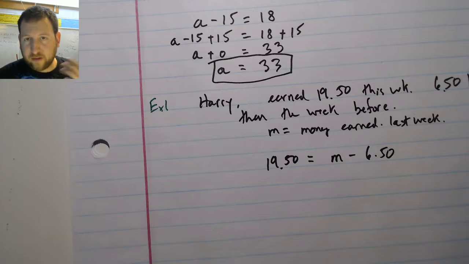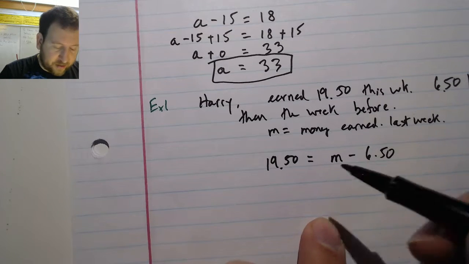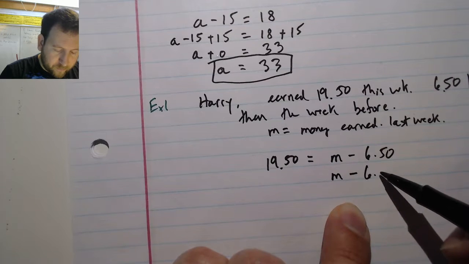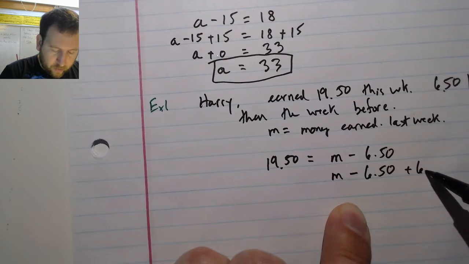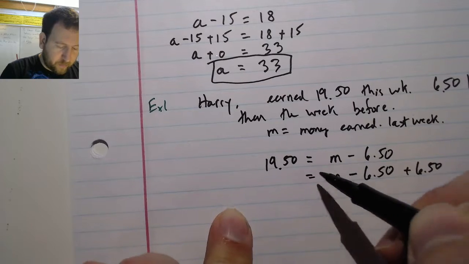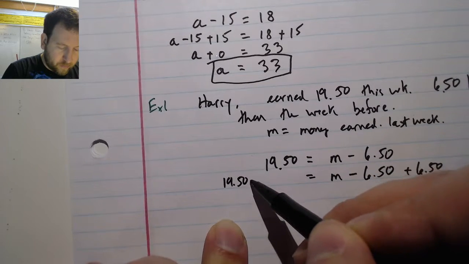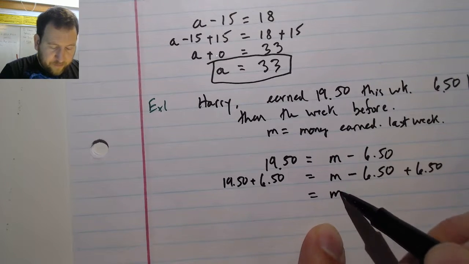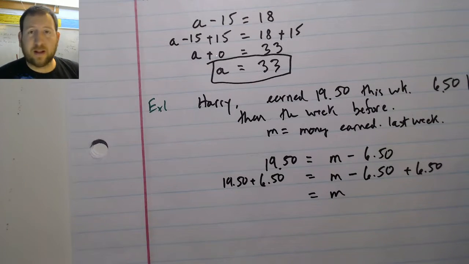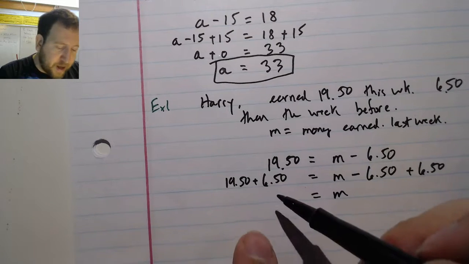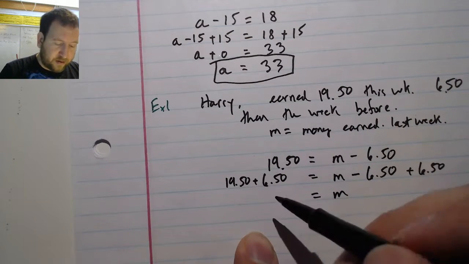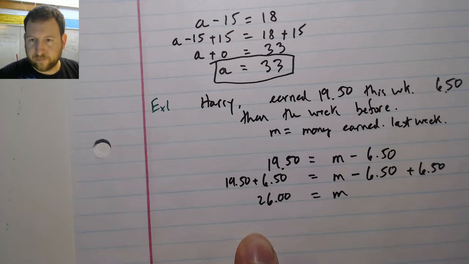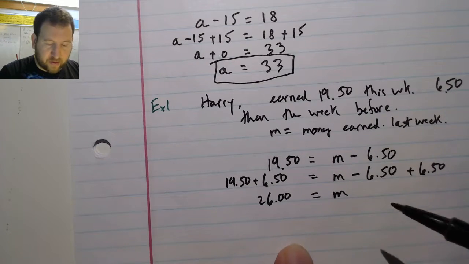And I'm going to use the same process that I did before. I'm going to just add $6.50, which gives me M isolated. Now, it doesn't have to be on the left side. It can be on either side. It doesn't really matter. And 19.50 plus 6.50 should be $26. That's how much he earned last week.